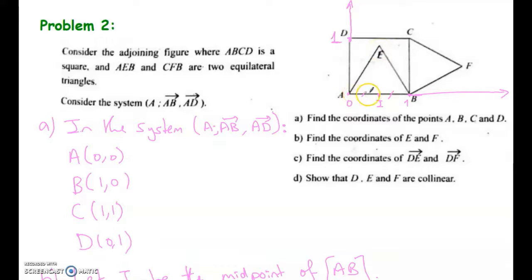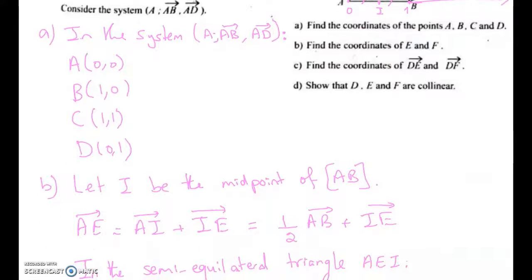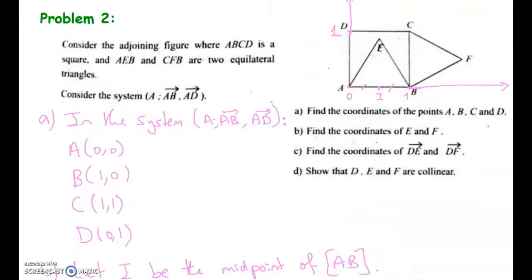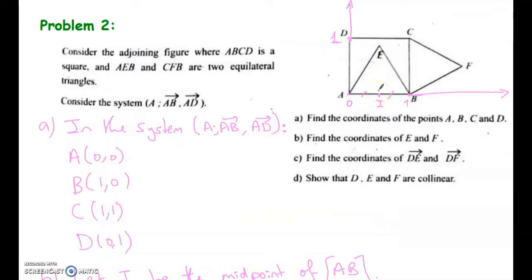Now, what's AI with respect to AB? AI vector is equal to half AB because I is the midpoint. So I replaced here AI by half AB. Now I still have to deal with IE. Now notice that IE is parallel to AD as a line. IE is parallel to AD.